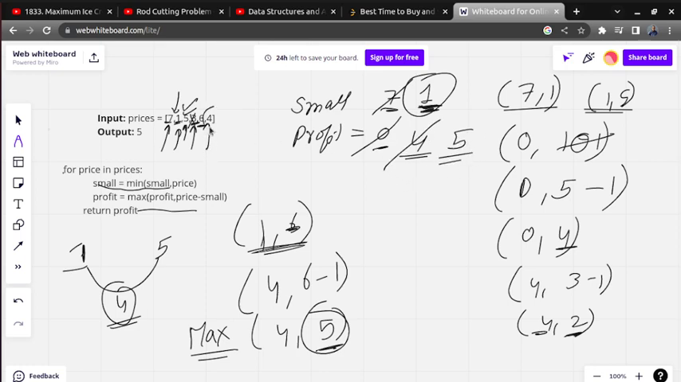Similarly, we come to the last day. On the last day we are not going to purchase the stock, because after that we will not get a chance to sell it. So basically, what is the approach we have used? We have used the linear approach. So the time complexity is order of n, and we are not using any kind of extra space, so the space complexity is order of 1.